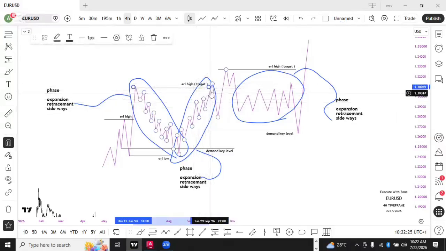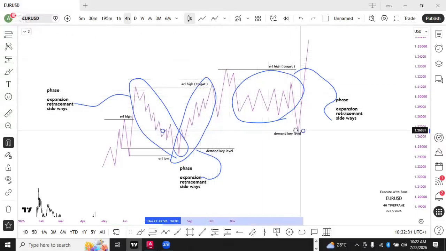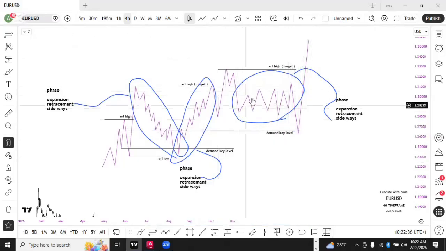So after the market took out this external high target, it retraced back into this what? Demand key level again. But when it was retracing back into a demand key level, there was a sideways move, a consolidation move. And this consolidation move can actually take 5 days, 3 days, 2 days. The same thing, this retracement phase can take a month. This expansion move too can take a month.